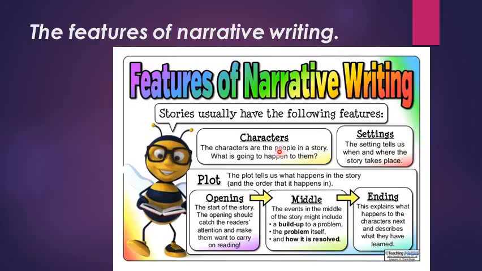Okay, so here, as we said, first thing, characters, settings. The plot is the overall summary that tells what happens in the story in the order that it happens in. The plot is divided into three parts: the first one is the opening, the second is the middle, and the third is the ending.